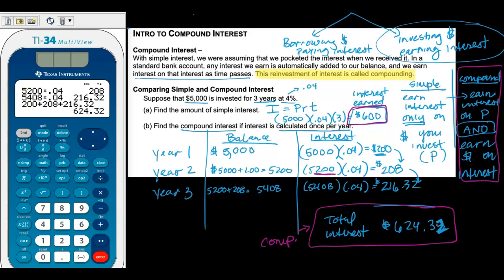And again, if you're in a situation where you're borrowing money, that would not be a good thing, because let's say you were borrowing $5,000 for 3 years at 4%, you would have to pay $600 in interest with simple interest, or you'd have to pay $624.32 with compounding interest. So hopefully this helps you start to understand the difference between the two types of interest. And we're going to do a lot more examples in this module that will hopefully help you understand compound interest even more.